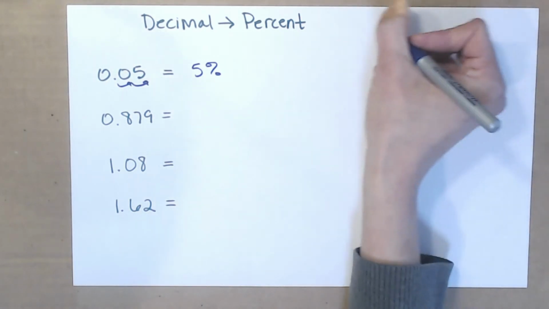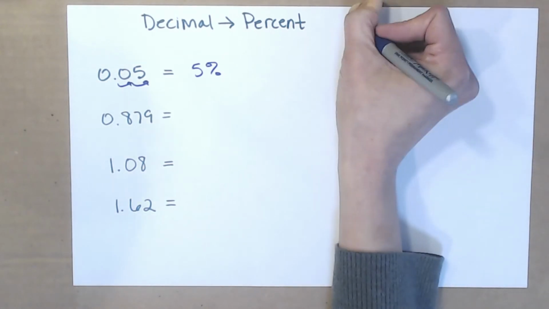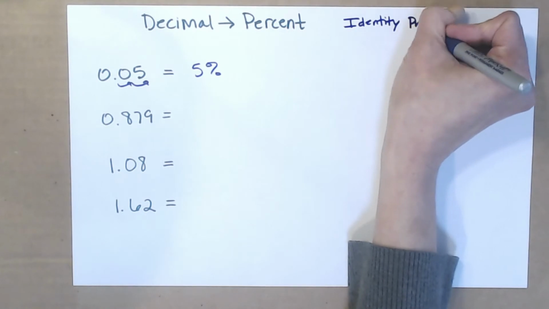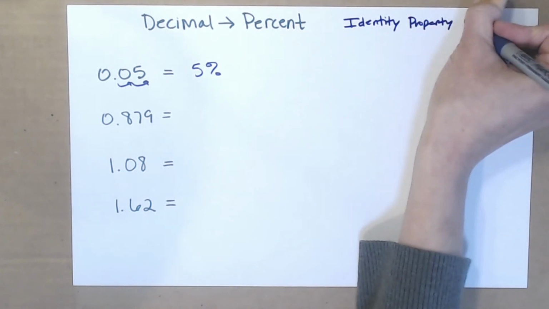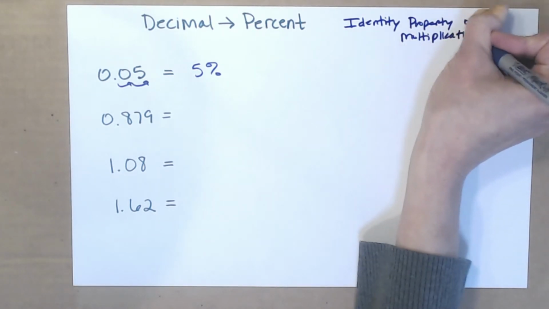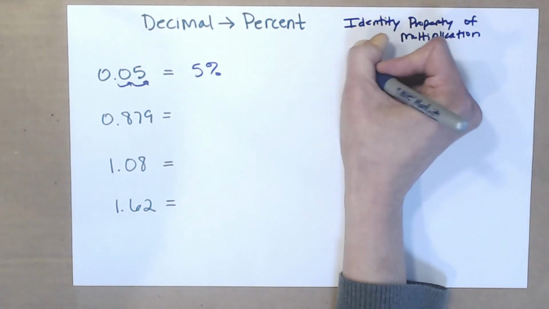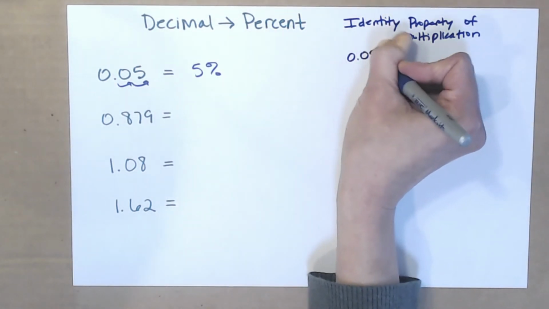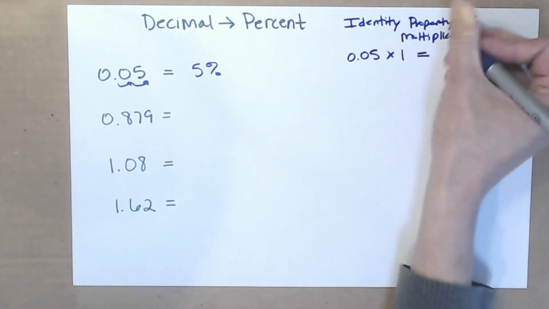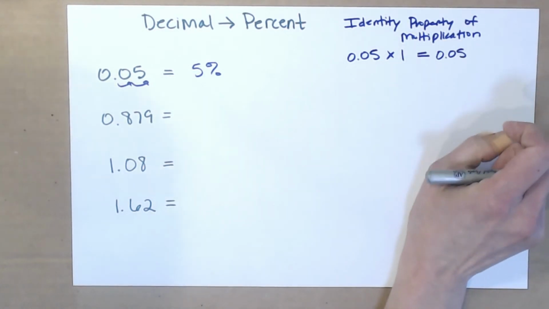And to do that, we're going to start with looking at a property of multiplication called the identity property of multiplication. And what this property says is that you can take a number, in this case 0.05 is our number, and you can multiply it by 1, and you're going to get the number you started with. So multiplying by 1 does not change a number.